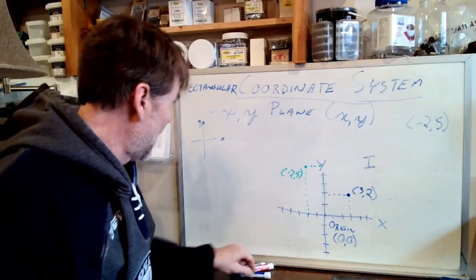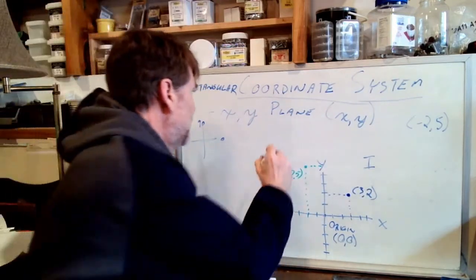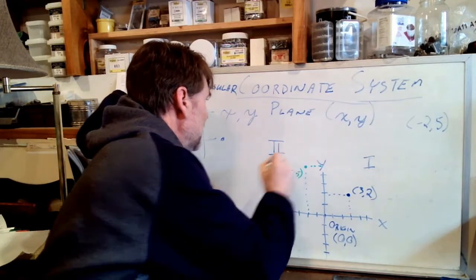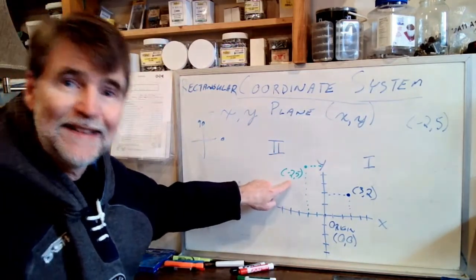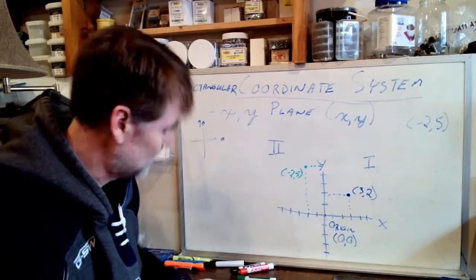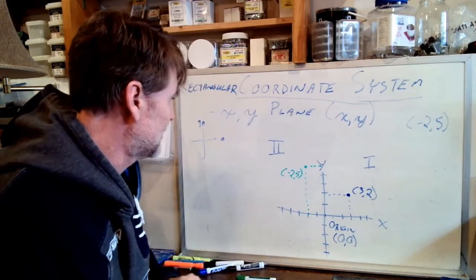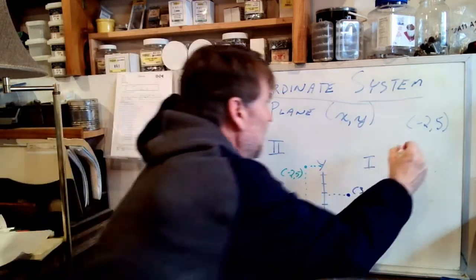And we refer to this as quadrant 2. So in quadrant 2, you will have a negative x value and a positive y value. Let's move on. Let's pick a point.